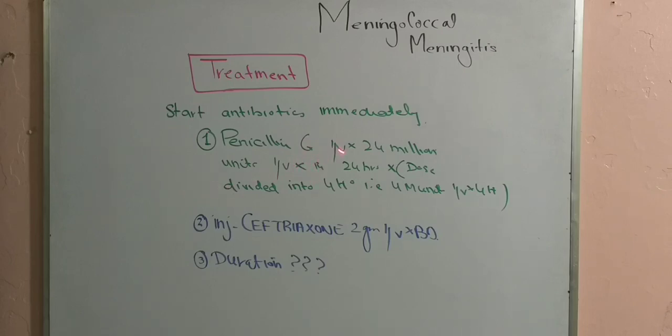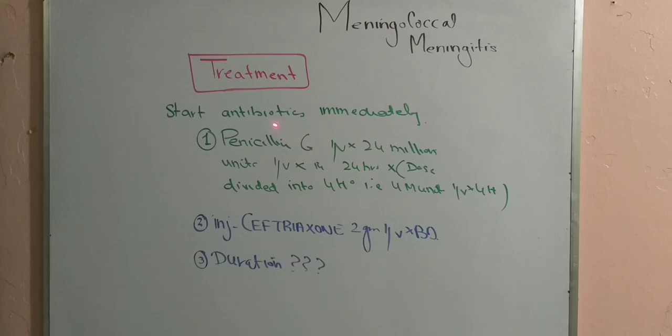We give penicillin G intravenous, 24 million units in 24 hours, and this dose is divided every 4 hourly. That means we will give 4 million units every 4 hours, 6 doses. So in total it will be 24 million units.